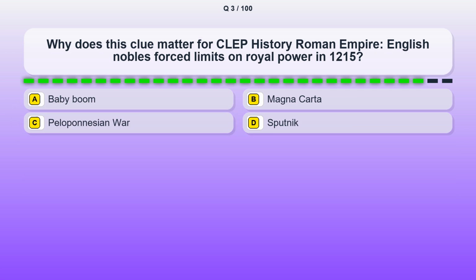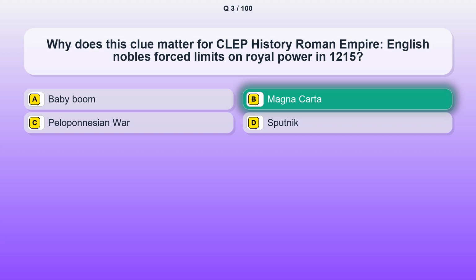Question 3. Why does this clue matter for CLEP History Roman Empire? English nobles forced limits on royal power in 1215. Option A. Baby boom. Option B. Magna Carta. Option C. Peloponnesian War. Option D. Sputnik.